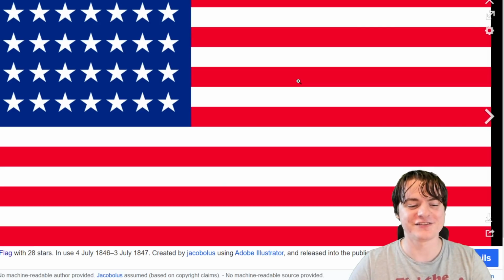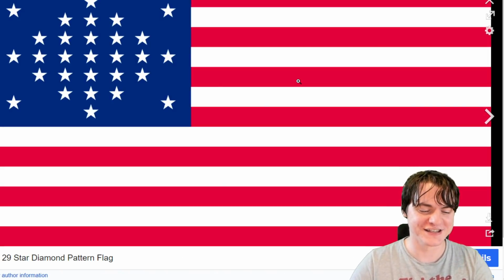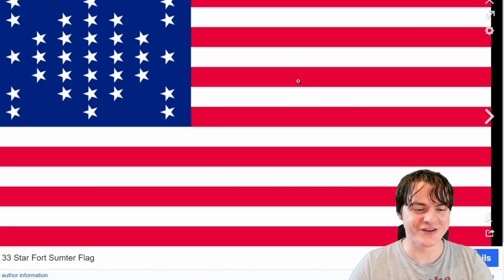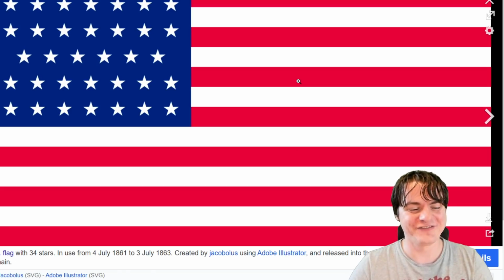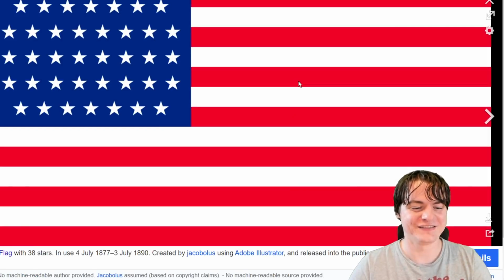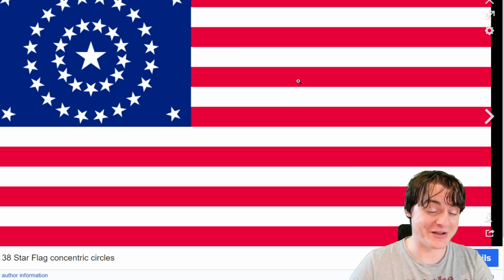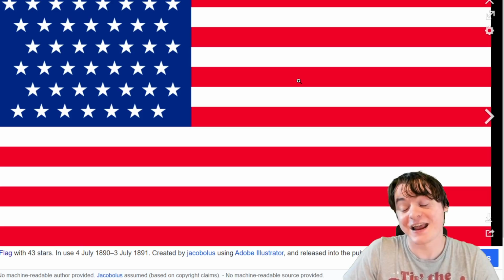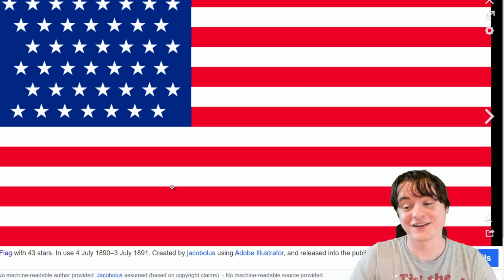26 stars. 27 stars. 28 stars. 29 stars. This is a really fun formation of them. 30 stars, 31, 32, 33, 34, 35, 36, 37, 38. I like this one a lot, personally. Whenever they go for circular patterns, it always looks prettier than the darn grids. This just looks exactly like the current one, even though there's 43 stars on there.